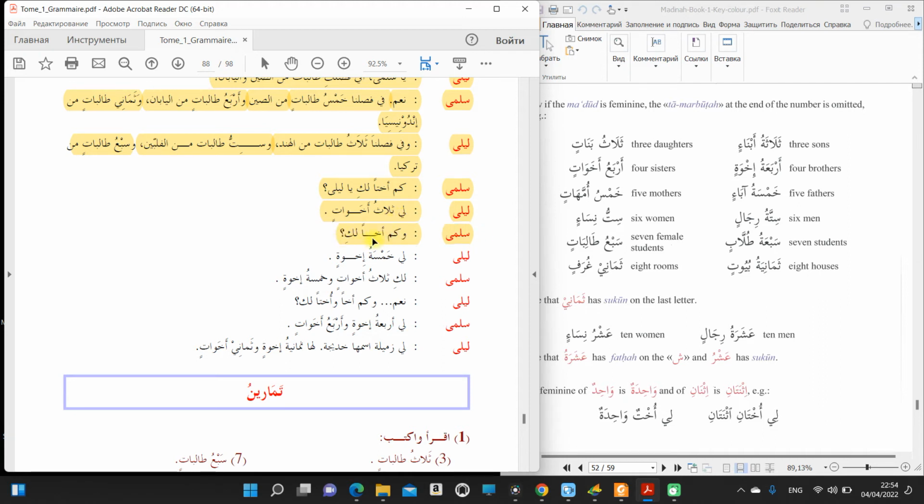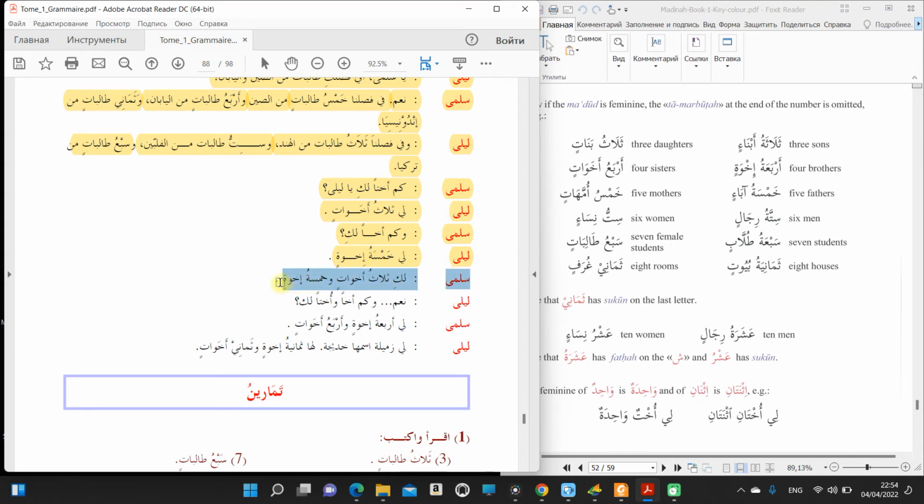Salma is asking, Wakam akhon laki? And how many brothers do you have? Layla is replying, Li khamsatu. You see, ta marbuta is in place because she's talking about masculine ma'dud. Khamsatu ikhwatin. So here she was talking about feminine ma'dud, sisters. Therefore, ta marbuta was omitted. But here she's talking about masculine ma'dud. Therefore, ta marbuta is in its place.